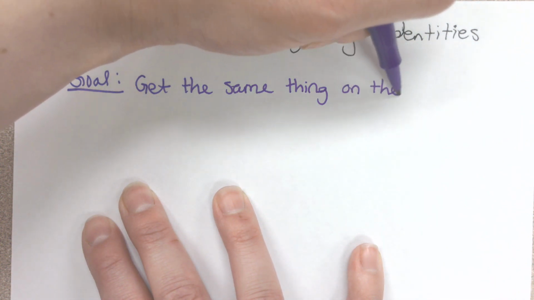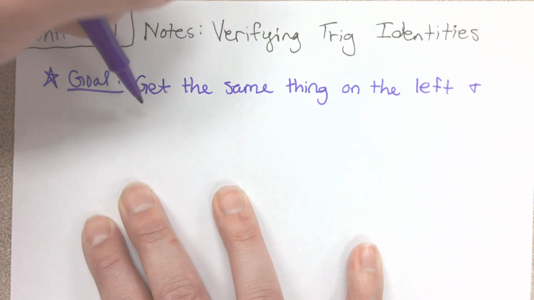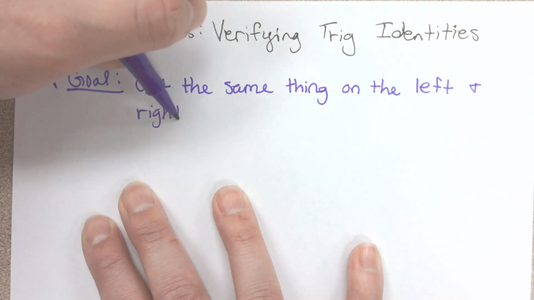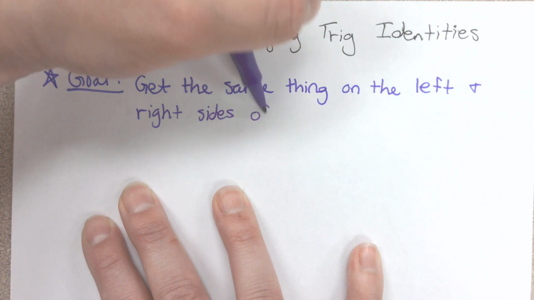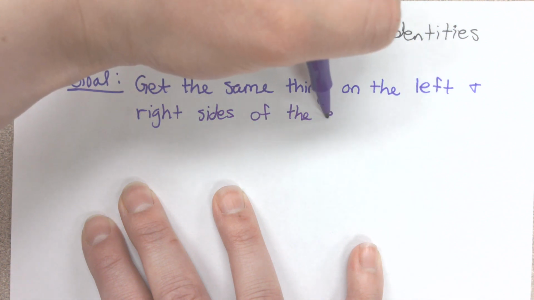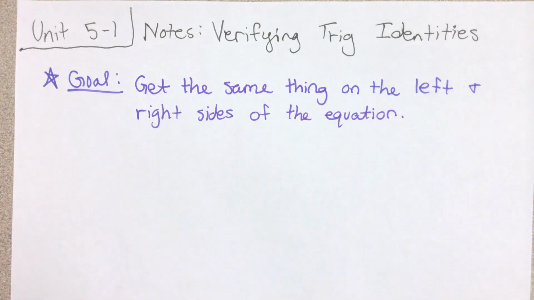on the left and right sides of the equation. That is all we're doing here. Make the left and the right sides match.